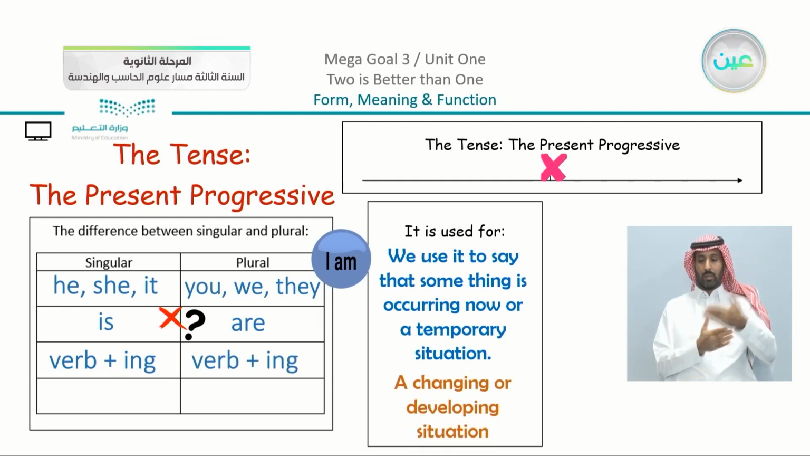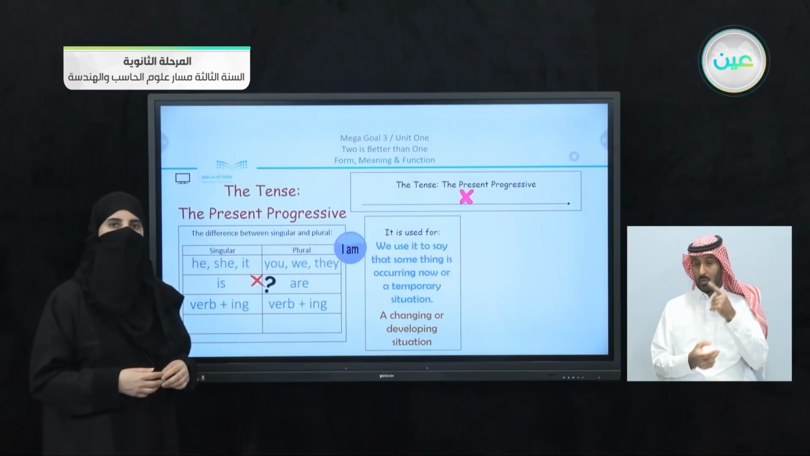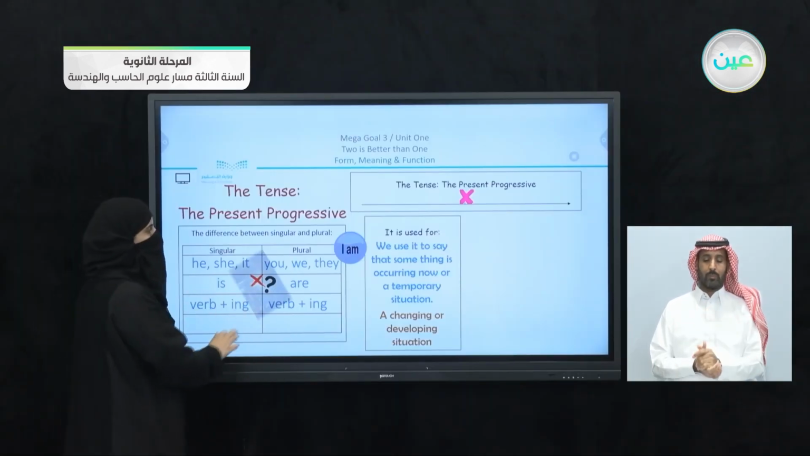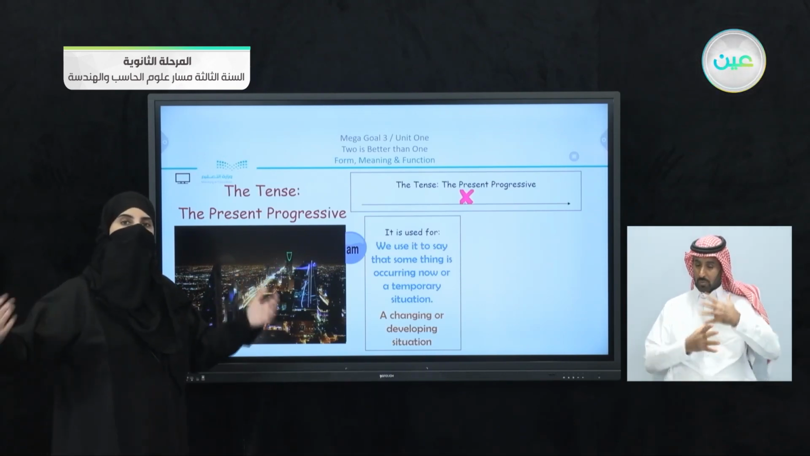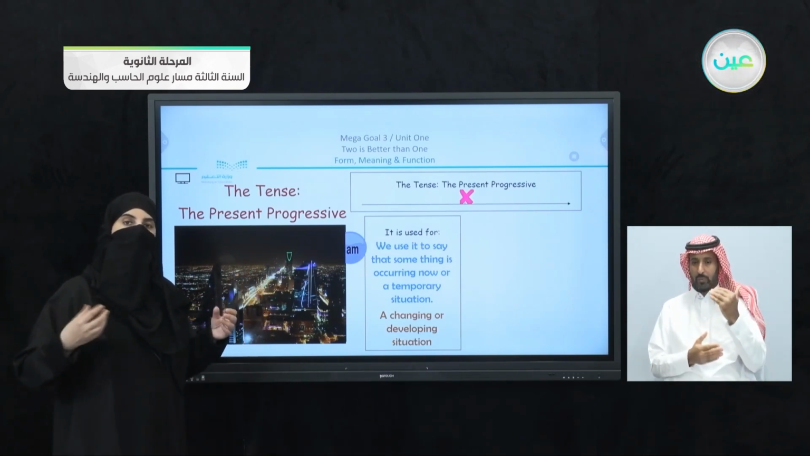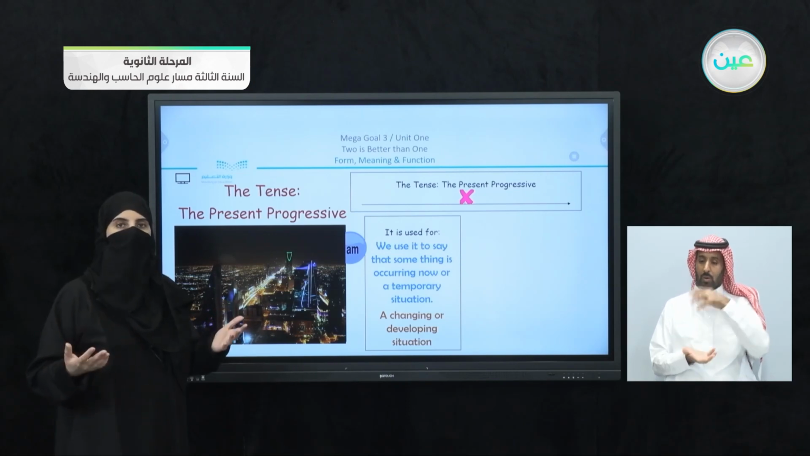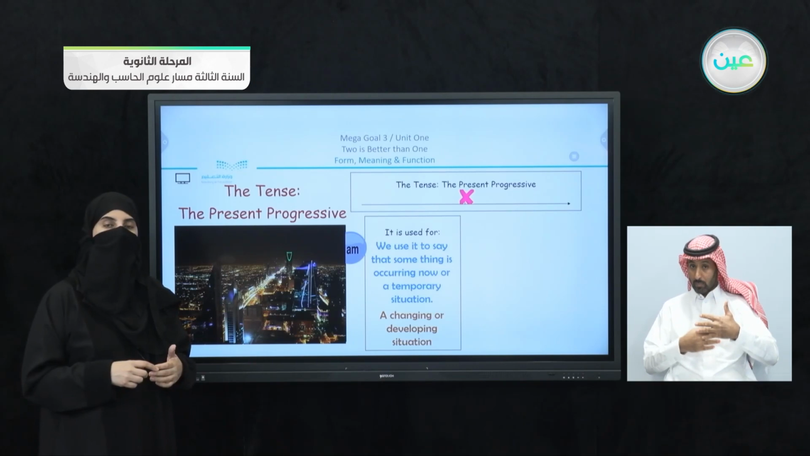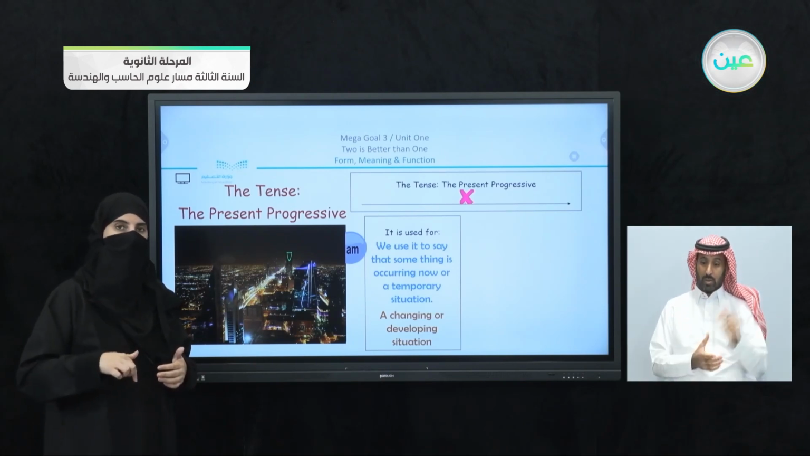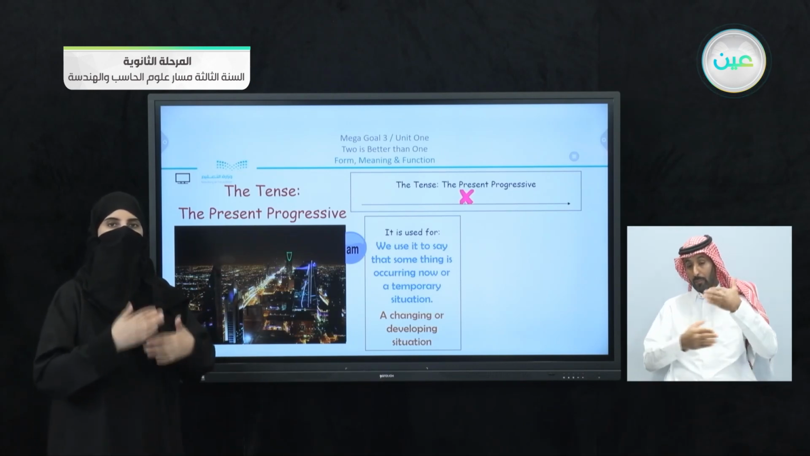And here, just to add, we can also use the present progressive in changing or developing situations. Like what? We can say, for example, Riyadh is getting bigger and bigger. So I am saying that Riyadh is getting bigger. Is getting: we have the present progressive. Is it something that is just happening? No, it is something developing and also changing.